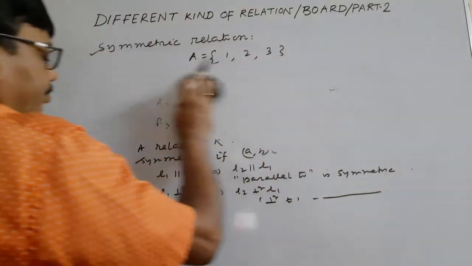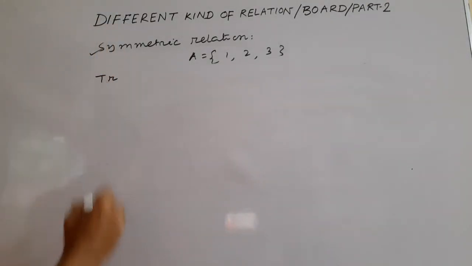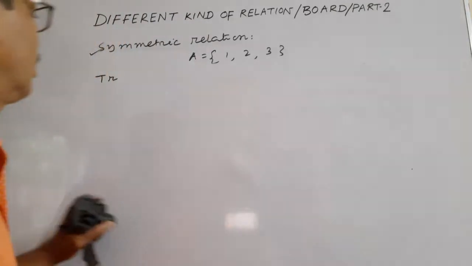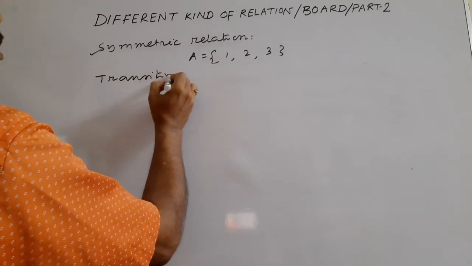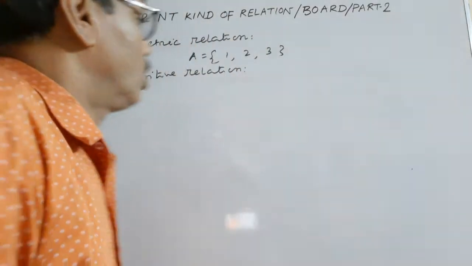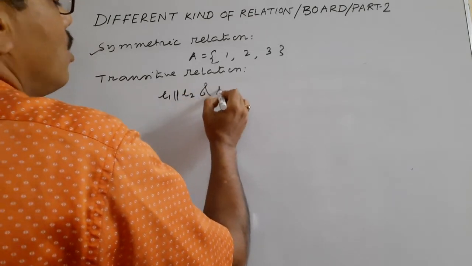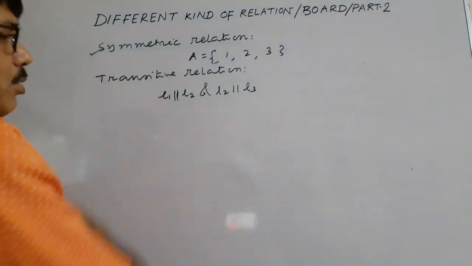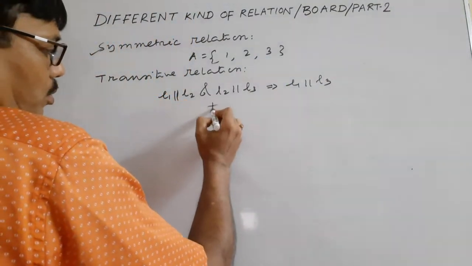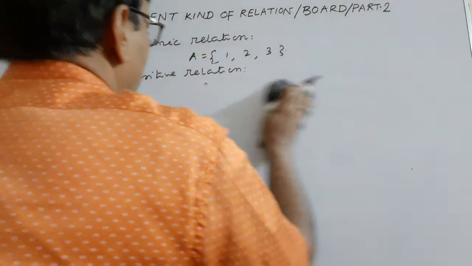Then, number 3: transitive relation. These are the three most important relations. So look, L1 parallel to L2 and L2 parallel to L3. What is the relation between L1 and L3? It implies L1 parallel to L3. So parallel to is transitive.